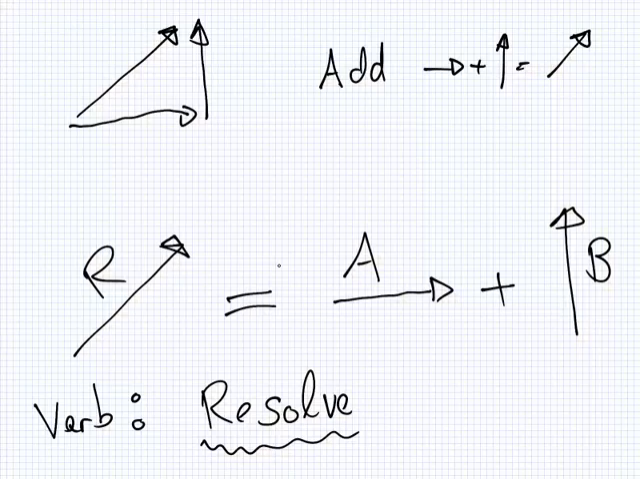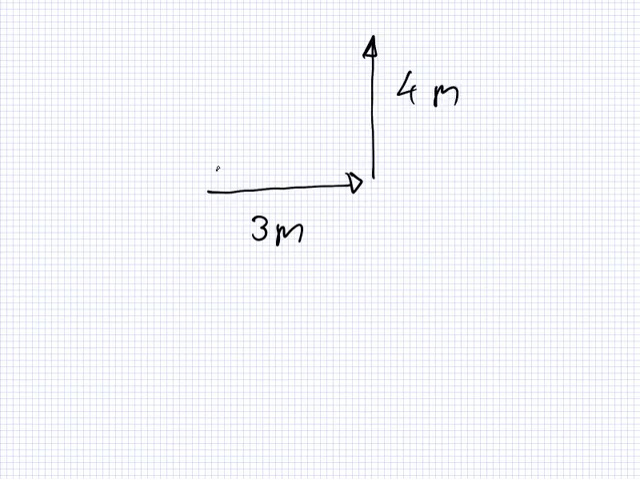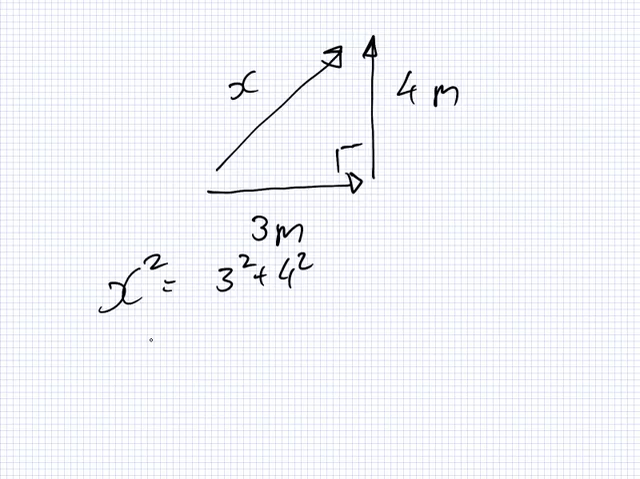So it's 3 meters east, like this, and then 4 meters north, and I want this one, and this is a right angle. 5 meters. 5 meters, yeah. X squared equals 3 squared plus 4 squared. X squared equals 25. X equals 5. Okay?